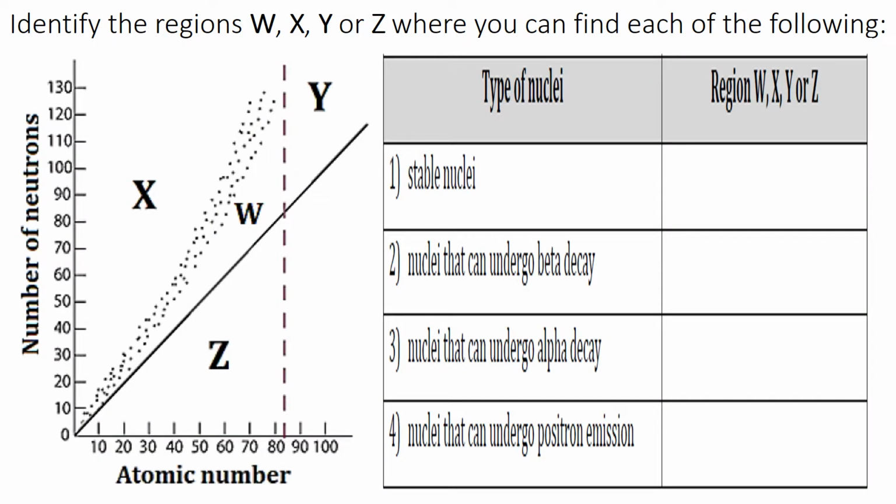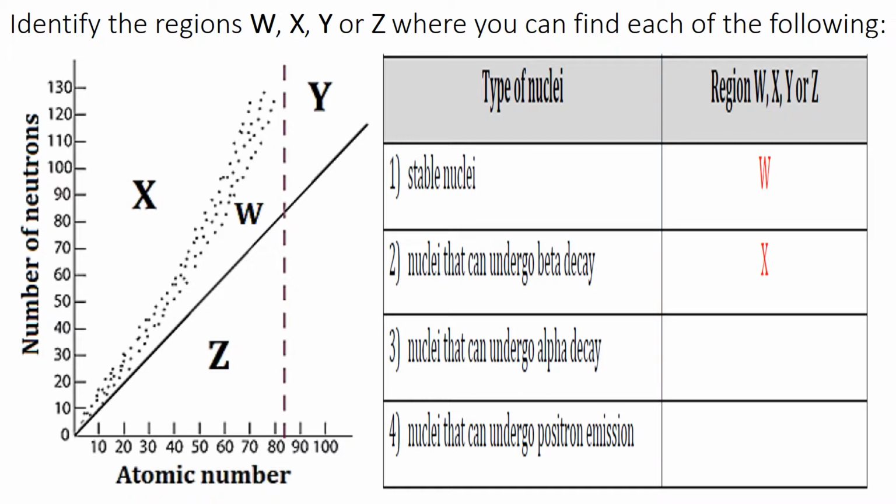So given the number of neutrons versus the atomic number graph, identify the regions W, X, Y, or Z where you can find each of the following. So the first type of nuclei that we have to locate is a stable nuclei. Now, a stable nuclei is the nuclei that is close to the band of stability. So therefore, very obviously, we could find a stable nuclei in region W.